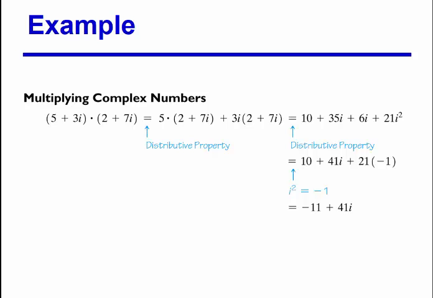So then they end up with 10 plus 35i. That is the 5 times the 2 plus 7i. And then for the second part, they end up with 6i plus 21i squared, which is 3i times 2 and then 3i times 7i, which is 21i squared. Now, as we were told at the beginning of this lecture, i squared is equal to -1. So then we end up with 10 plus 41i plus 21 times -1, which then ends up being -11 plus 41i.